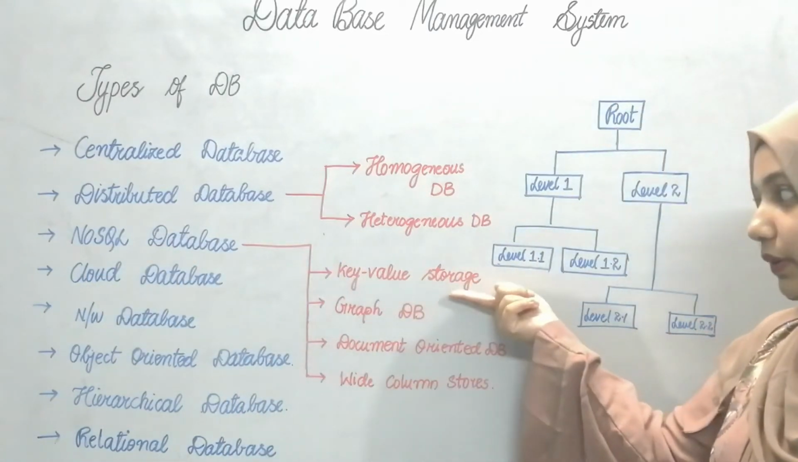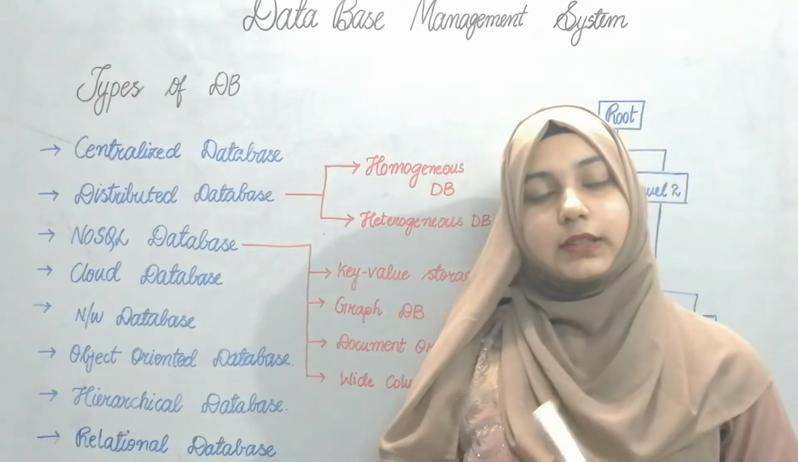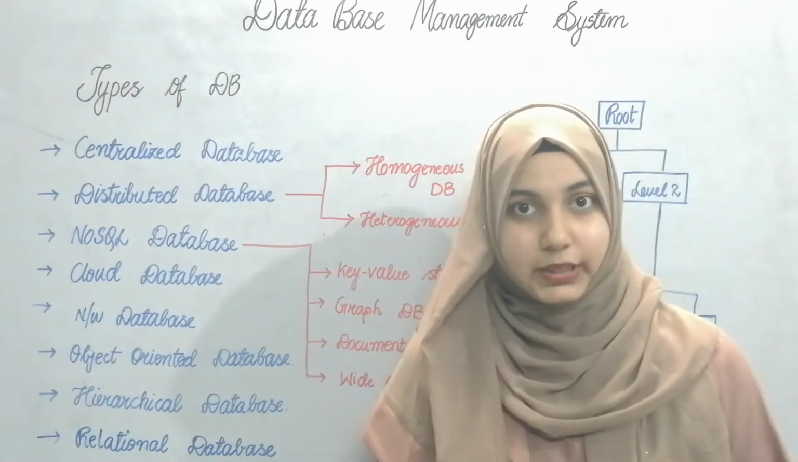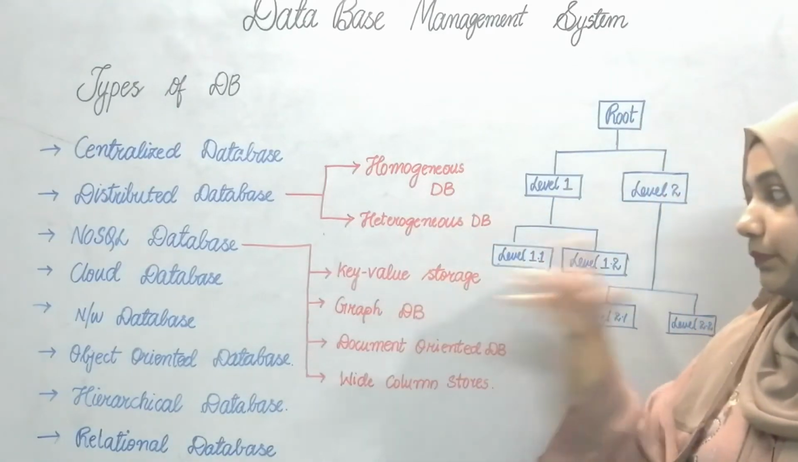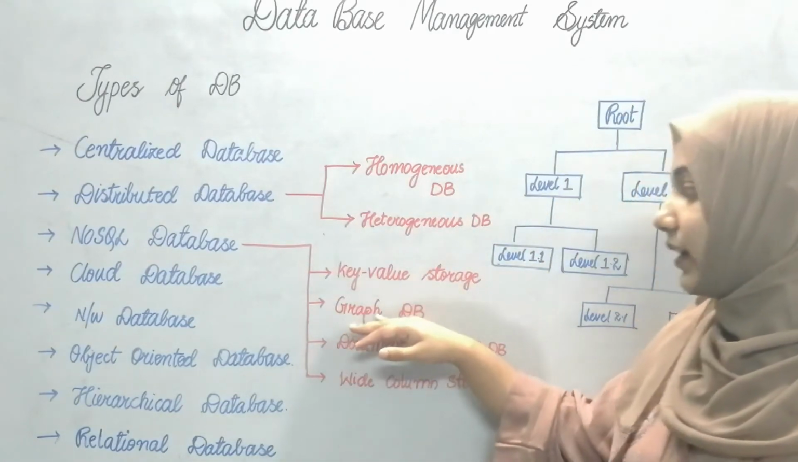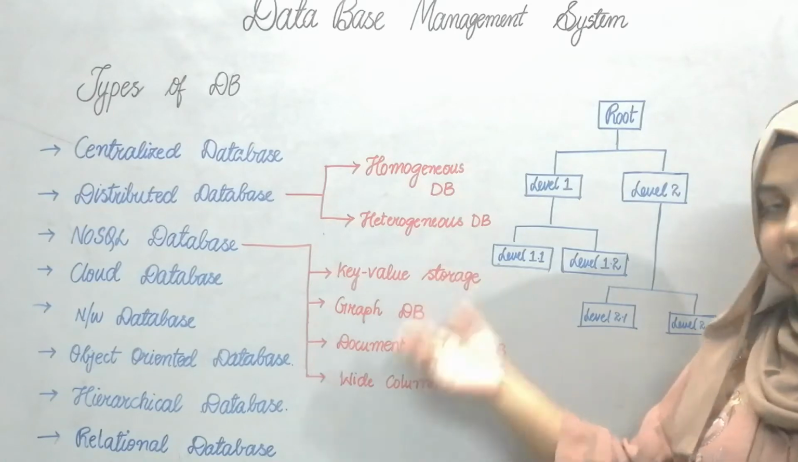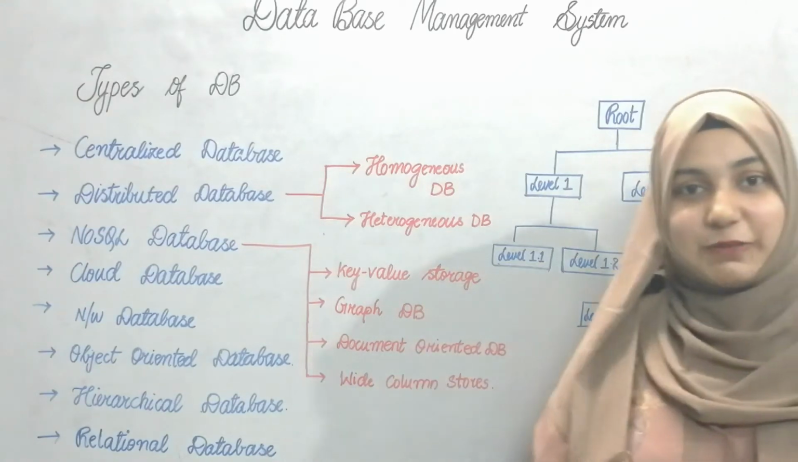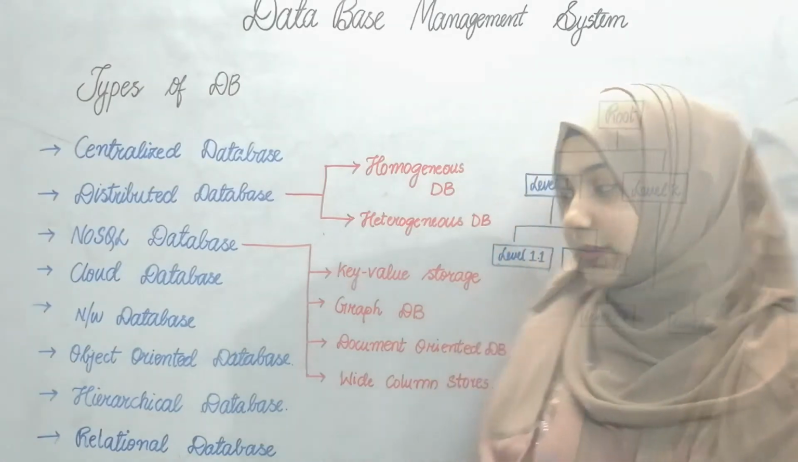One is key value storage. Key value storage means your data will be stored in the form of key values, keys, or the attribute name you can say. What happens here, I'll say that later. The next is the graph database. Your data will be stored in the form of graphs. Then you have documents, so your data will be stored in the form of documents.